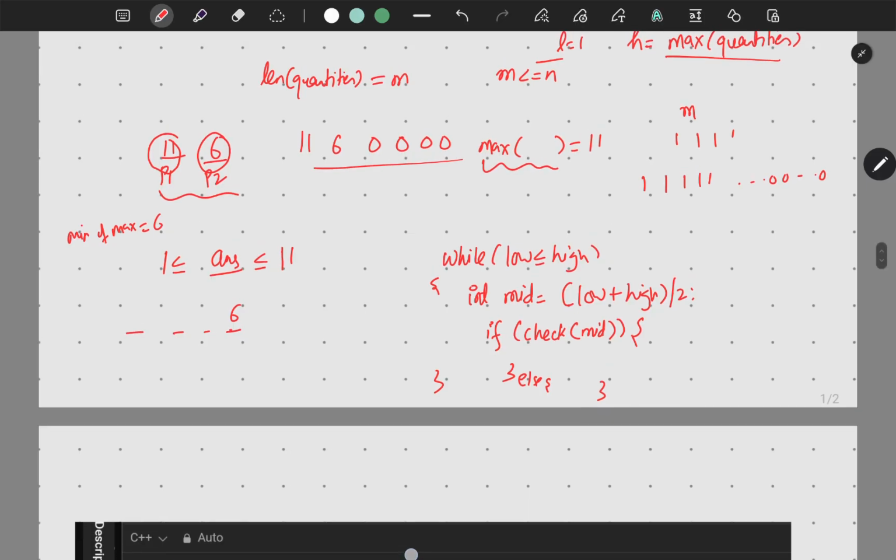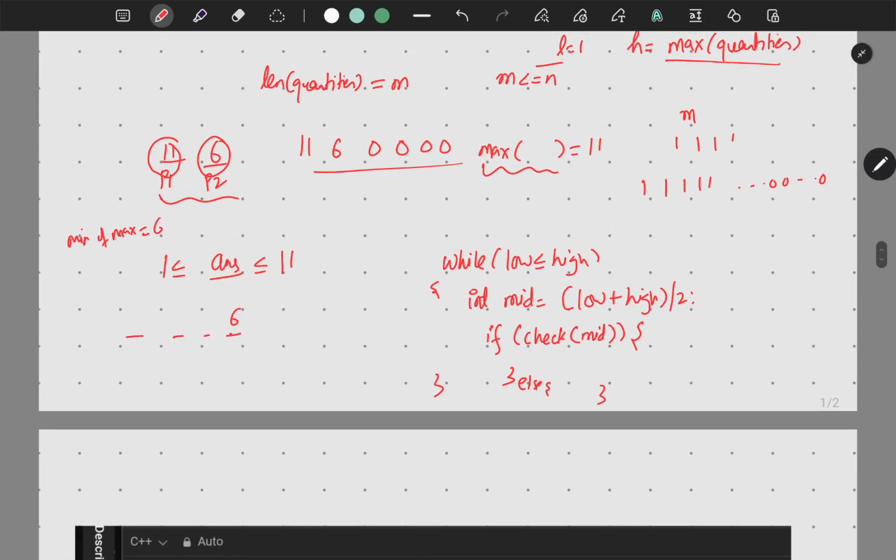And since we want to minimize this, we want to go towards a lower value. So let's say this is our low and this is our high. This is one possible answer and we want to minimize it. So where would we go? Obviously we would reduce our search space to the lower side. So that means we would set high to mid minus 1. So if this is true, then we would set answer to be mid and high to be mid minus 1.